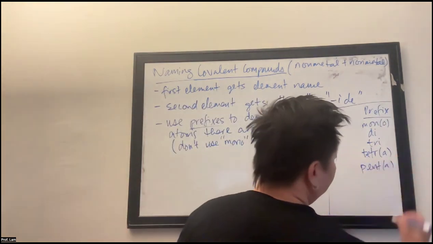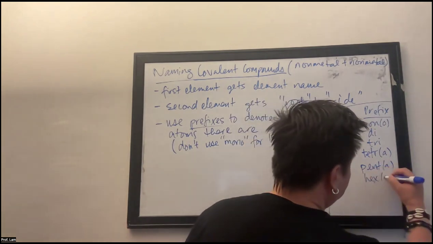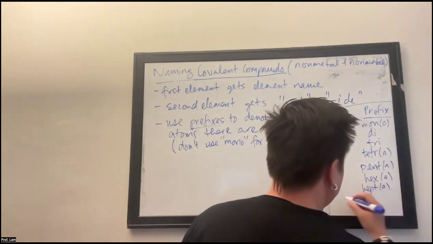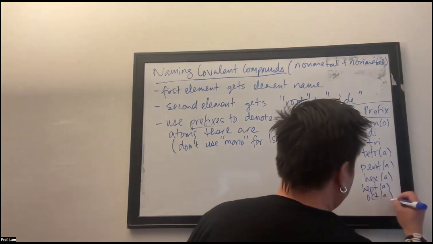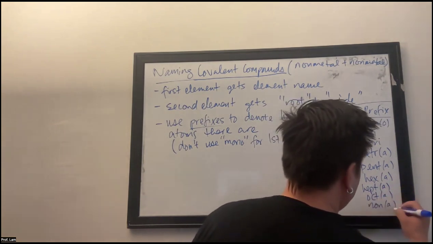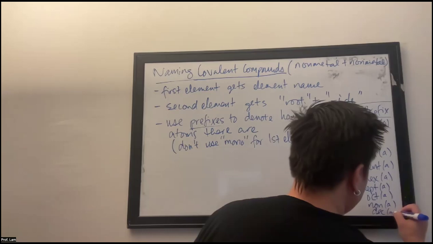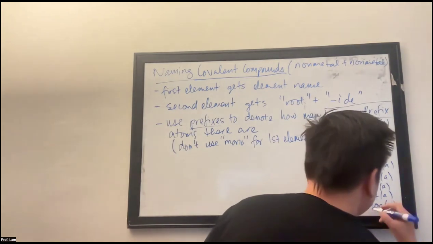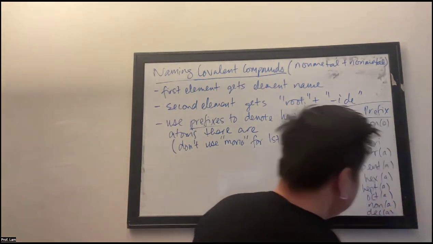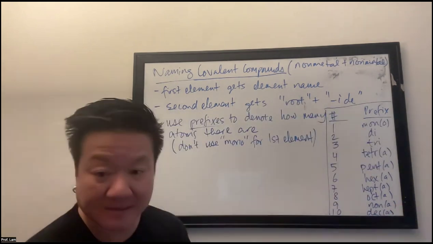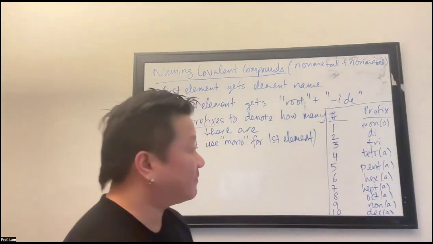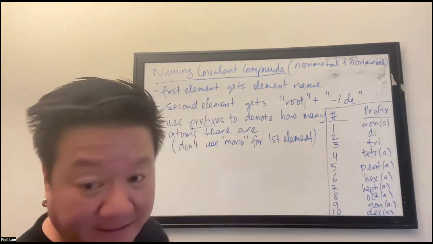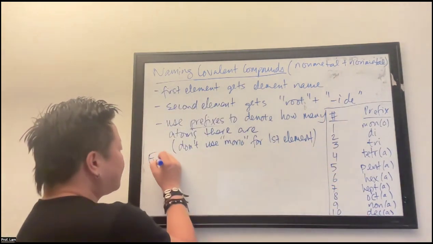Five, penta. Six, hexa. Seven, hepta. Eight, octa. Nine, nona. And 10, deca. Let me rewrite that: D-E-C-A, deca. So one more time: mono, di, tri, tetra, penta, hexa, hepta, octa, nona, deca. All right, let's dive right into some examples.